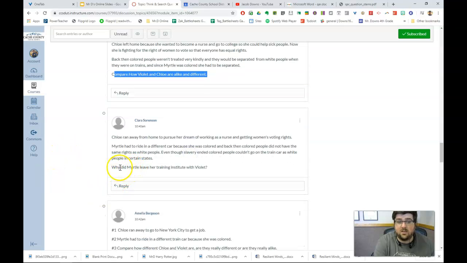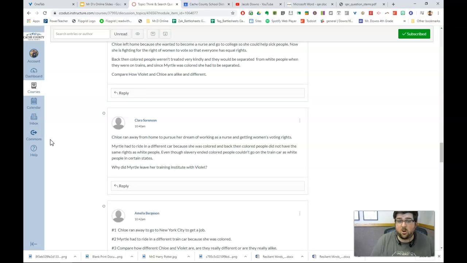Why did Myrtle leave her training institute with Violet? Clara, I think that's a great one. We know Myrtle left just on a whim. Myrtle was just out going for a walk one evening. We're not quite sure what she was doing, but she was hanging out, having a normal day, and then all of a sudden she just, on a whim, goes to Washington D.C. and then now to Tennessee with Myrtle. And so we have to kind of make some guesses from the text, from several different pages.